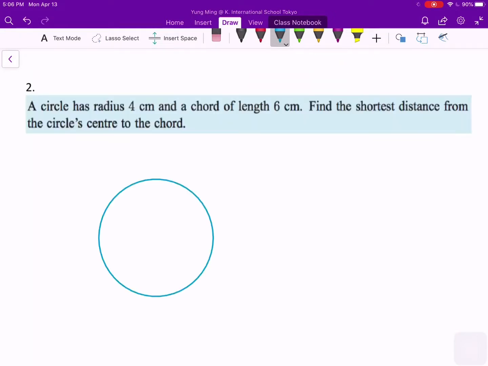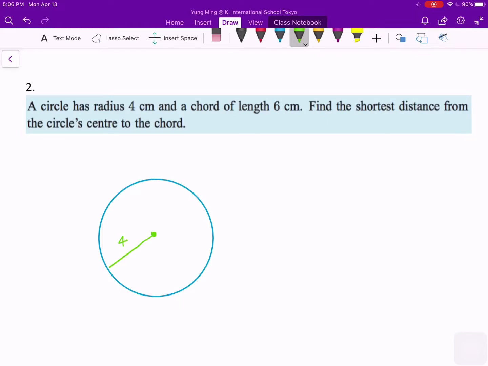Second question, we have a circle with radius 4 and a chord with length 6. This question doesn't really give you any diagram, so we actually have to draw it ourselves. The question asks us to find the shortest distance from the circle center to the chord. Okay, so let's see what we have. Let's start out with drawing the radius. The radius is 4, so let's put a 4 over here.